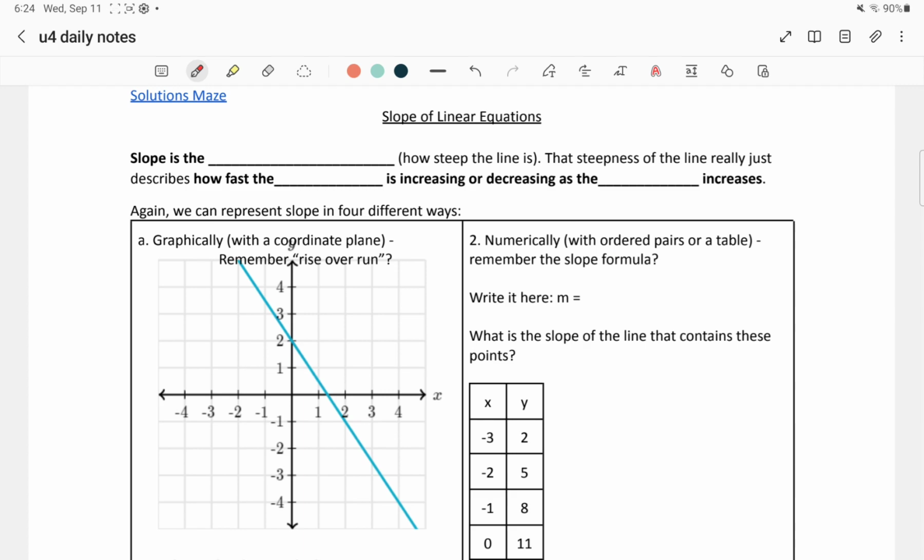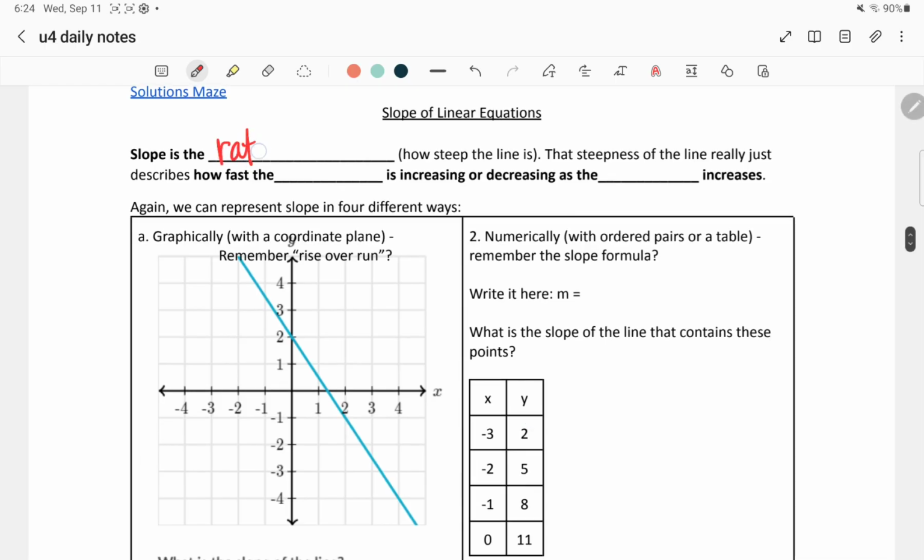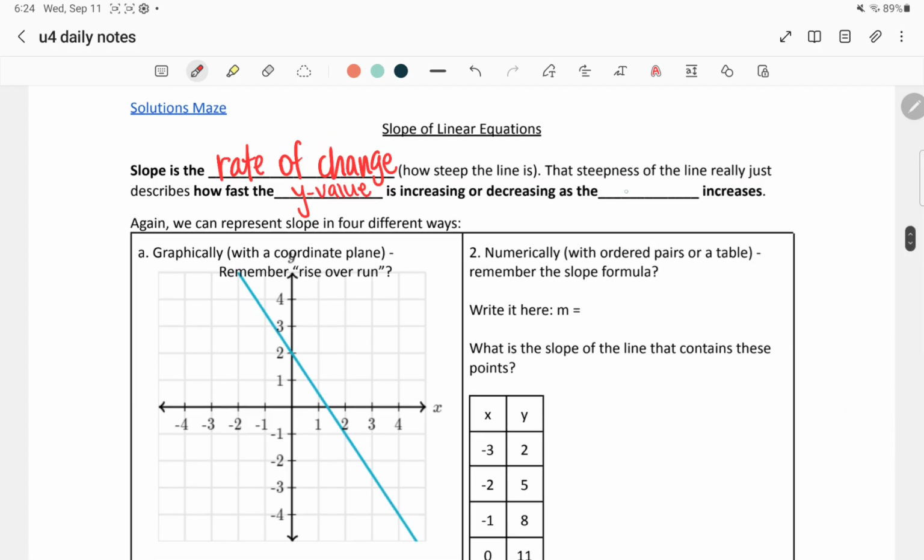Okay, that was solutions. We're halfway done. Now we're doing slope. So slope has many different names. We like slope. We also like rate of change. Okay, the steepness of the line describes how fast the y value changes as the x value increases. So as I go this way on my x-axis, what happens to the y? What happens? Does it go up or down?